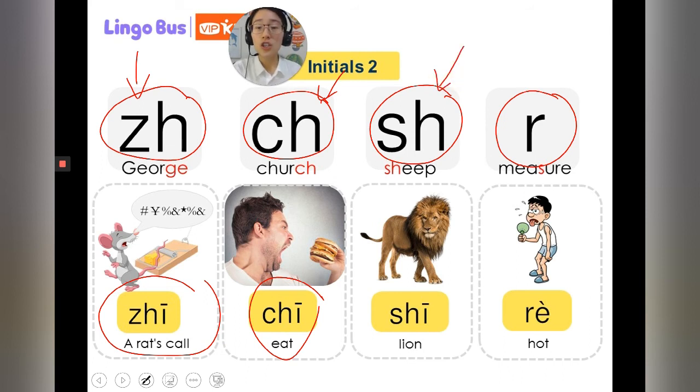Great. Next one is 诗. This one is pretty easy. It sounds like the letter SH in the word sheep. 诗. And the 诗 in Chinese is line. Last one is 日. 日 sounds like letter S in the word measure. 日. If you say, I am too hot, you can say 热. 热.